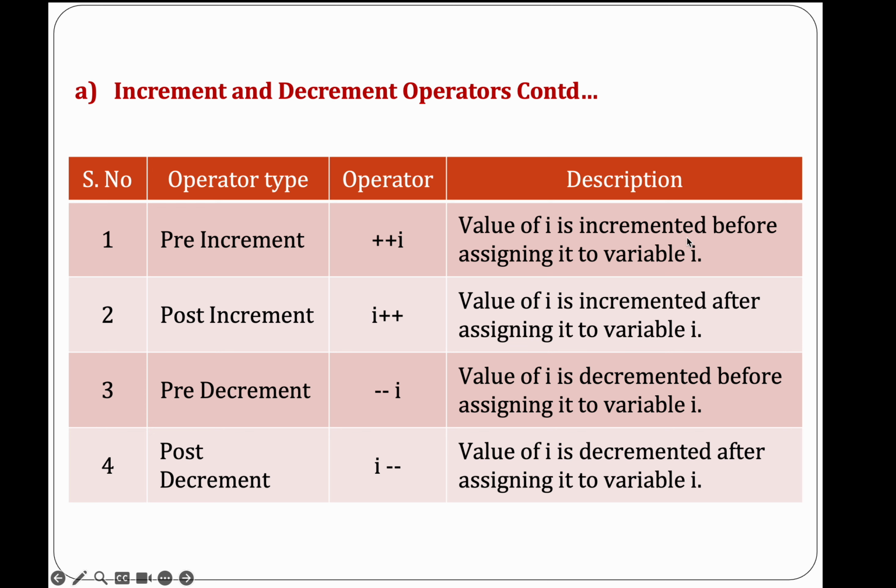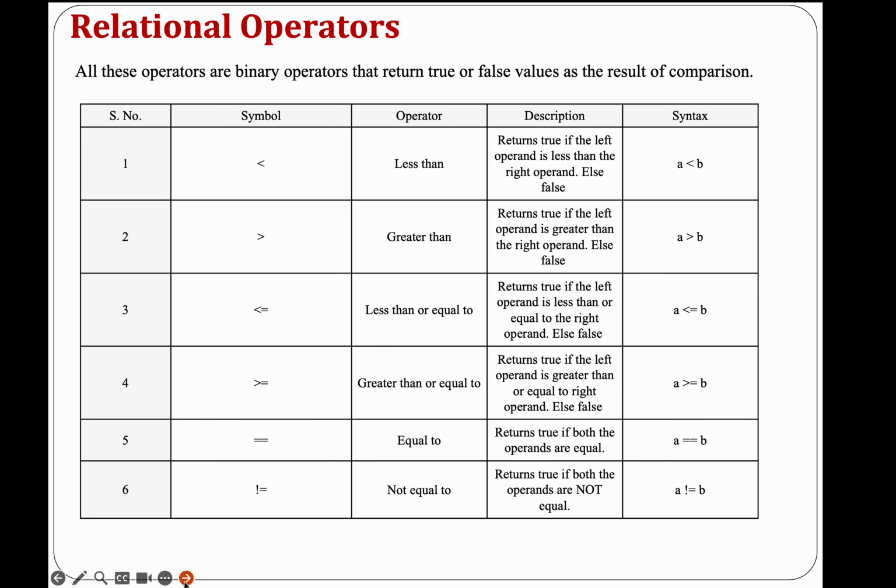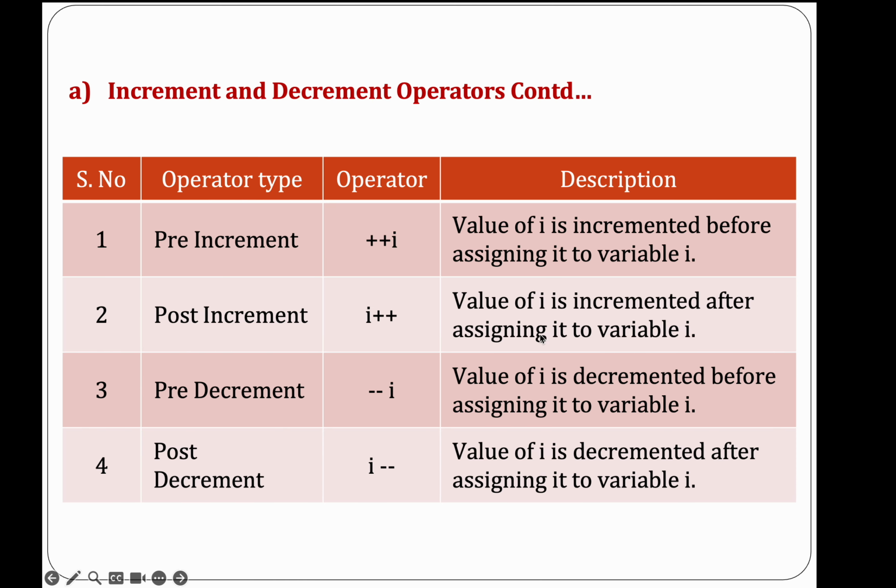Look at the description clearly, but I hope you have a certain confusion, so I will explain it through a C program. Pre-decrement is the same as pre-increment: first it will decrement the value of i and then it will be assigned to the variable i. Post-decrement means first it will assign the value and then it will get decremented. So this is post-increment, post-decrement, pre-increment and pre-decrement. Let us see with an example.